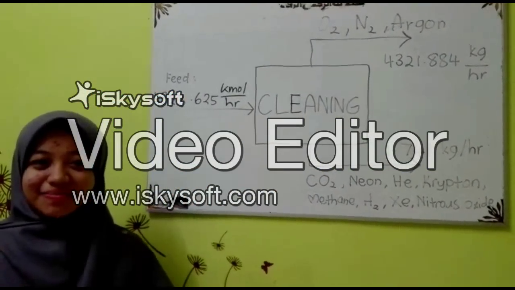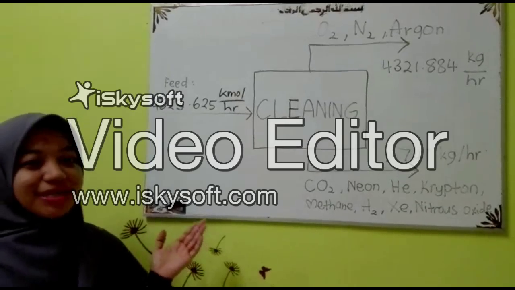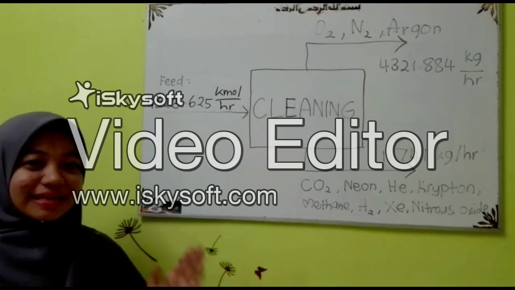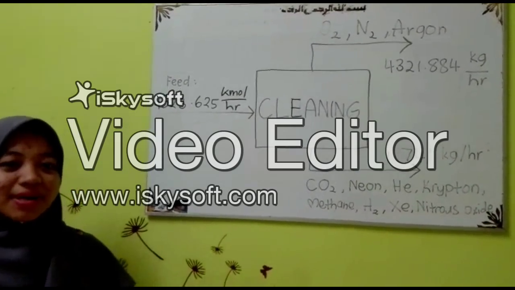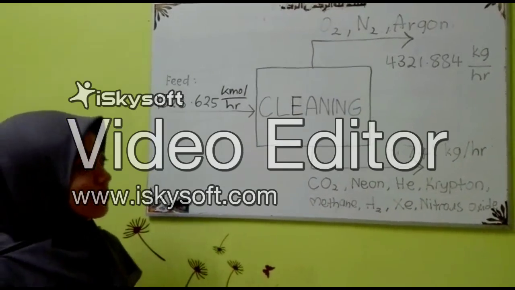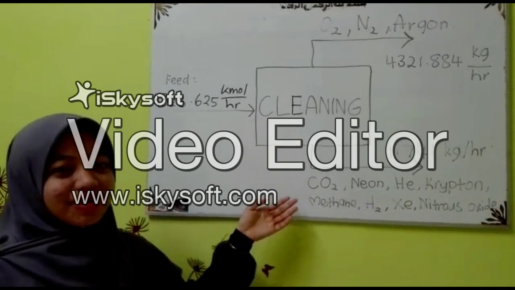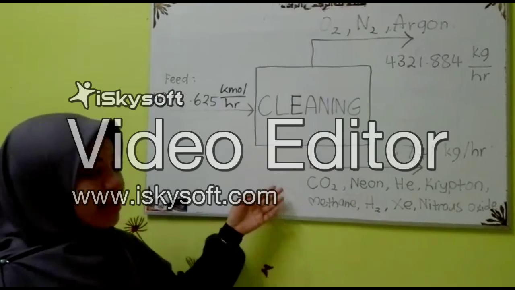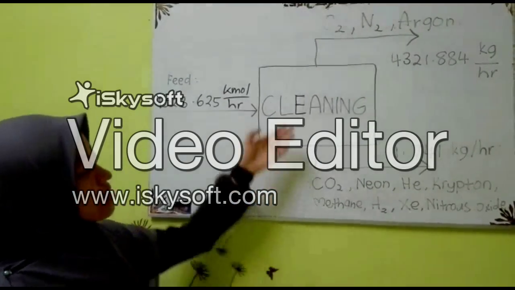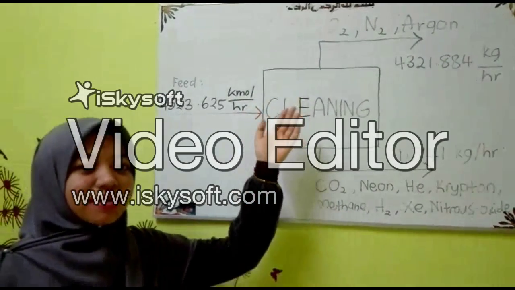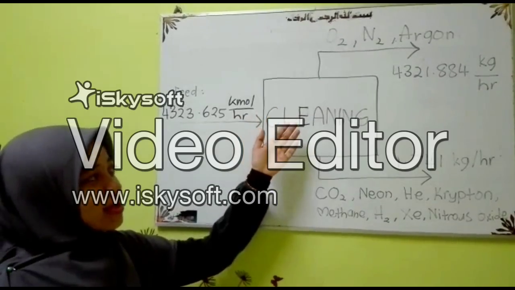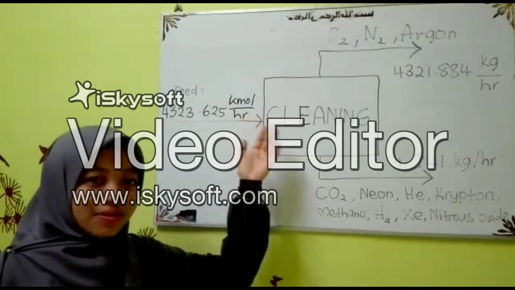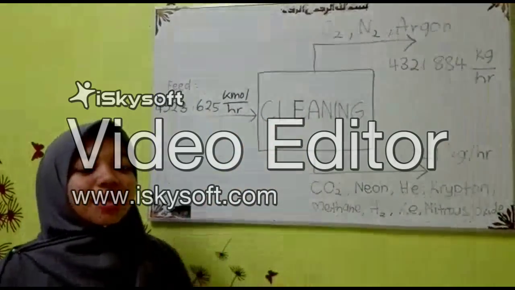After the compressing process, we will proceed to the cleaning process at the cleaning chamber, where the impurities gas will be removed at the bottom of the column. As you can see, the gas that we need, that is oxygen, nitrogen, and argon, will be placed at the top of the column.